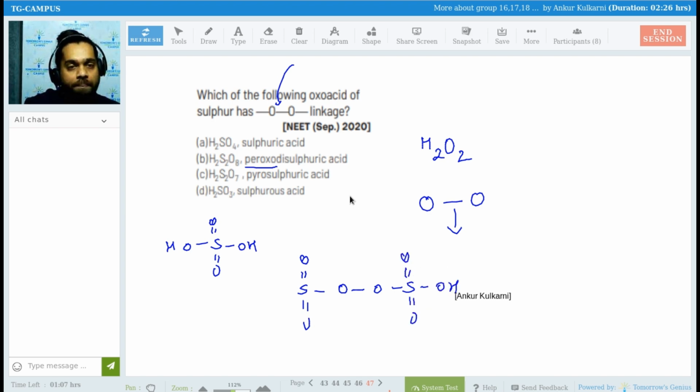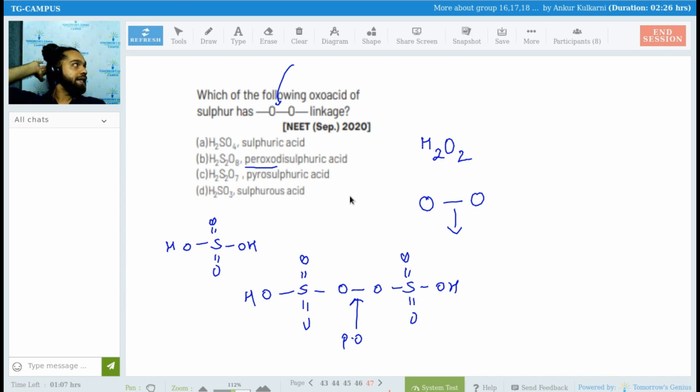Come on, draw it. Peroxodisulfuric acid. Draw it. This is our peroxide linkage. So we have oxygen, oxygen, peroxide. That linkage itself, we call it a peroxide. And they have given you that in the name, isn't it?